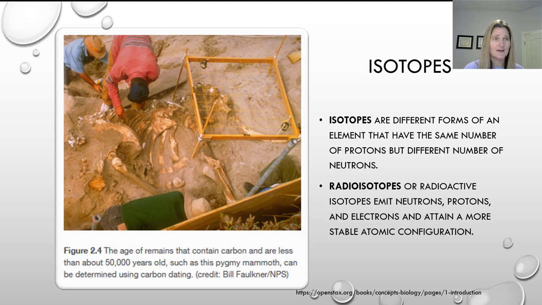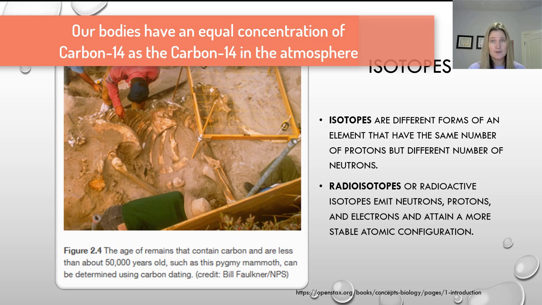And this is a continuous process. It's a naturally occurring radioisotope, so it's created in the atmosphere, and it's always being created. So as we develop, we have a relative amount of carbon-14 in our bodies, and it's about equal to the amount of carbon-14 that's in the atmosphere. So right now, the carbon-14 that's in your body is about the same as the atmosphere.